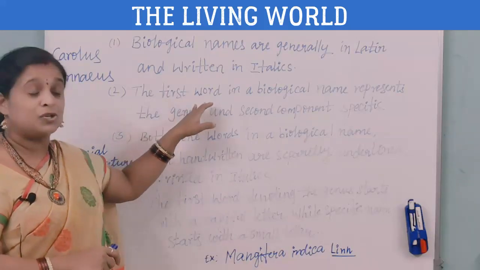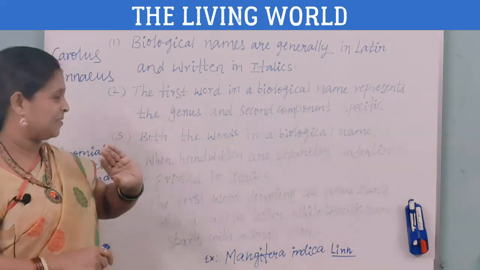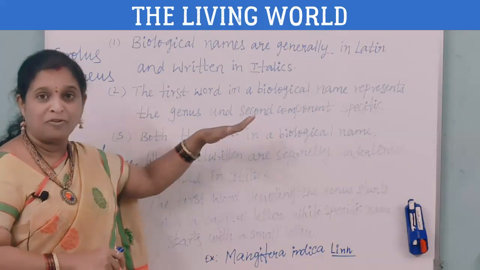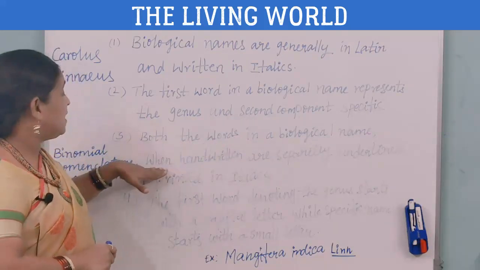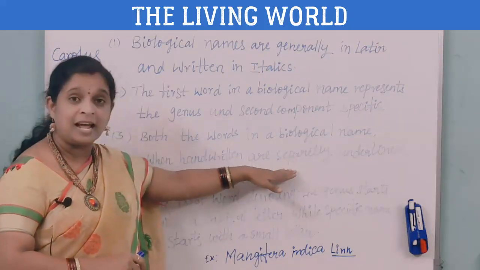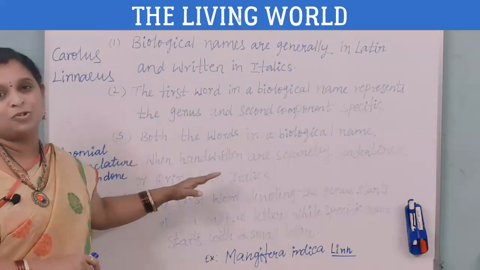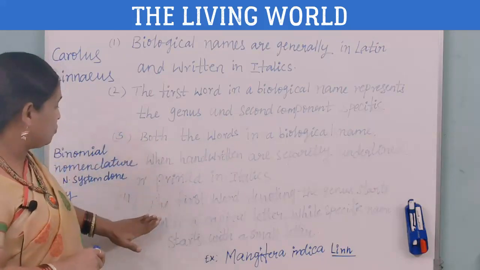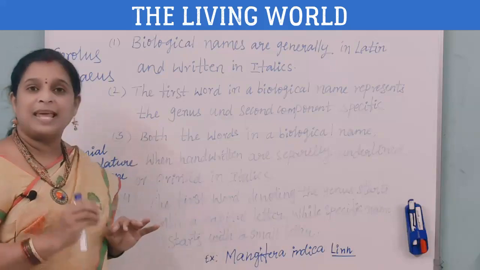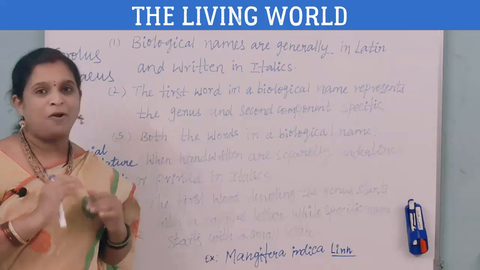So here what should come first? The genus, and the next component is the specific component. And when you are writing the biological name of any plant or animal species, if it is handwritten, the two words should be written separately and underlined, and if it is printed, it should be in italics. And the fourth one is that the first word denoting the genus should start with a capital letter, and the species name should start with a small letter.